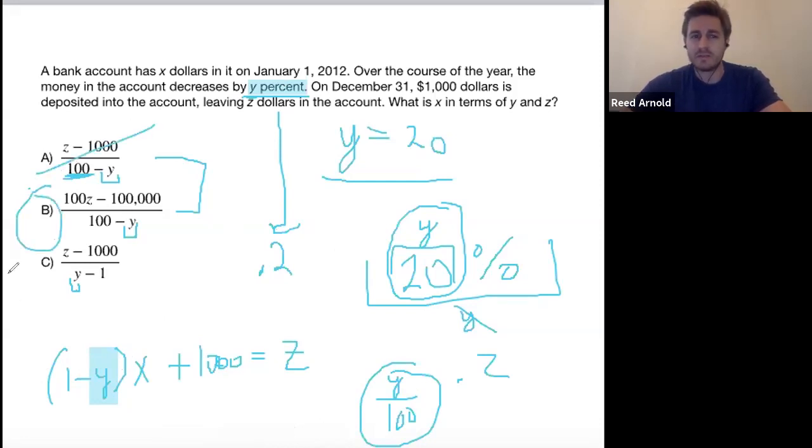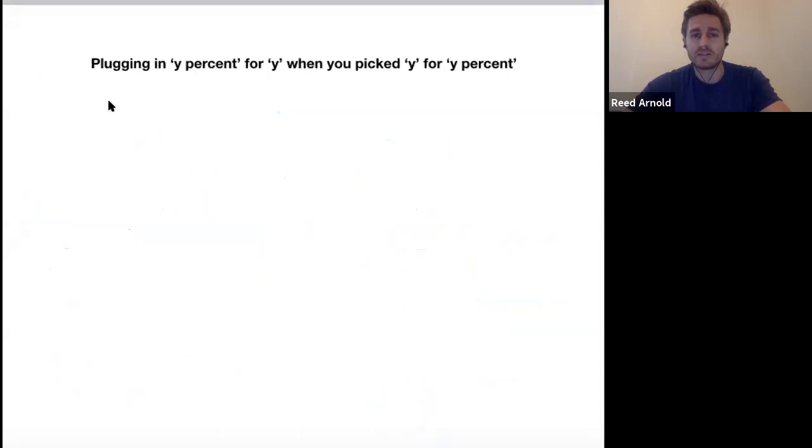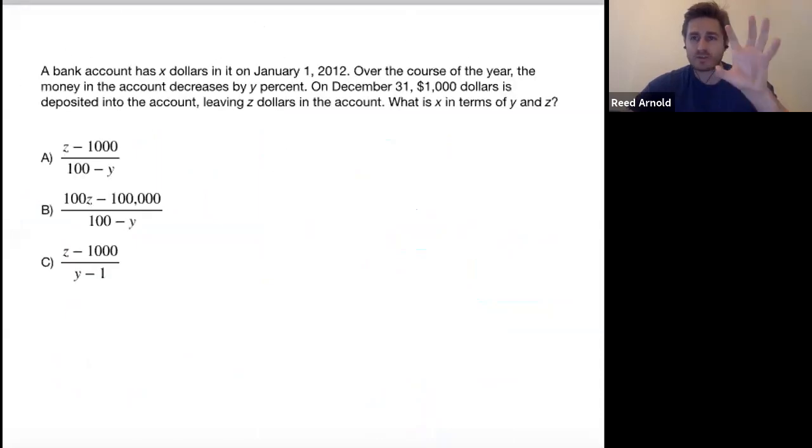The answer here is B. And it all hinges on this variable percent, okay? When you pick a variable percent, you plug in Y% for Y when you picked Y for Y%. I had fun with that label, right? But you pick Y, 20, but then you plug in 20% into the answer choices or into the equation you build. That's not how it works. Okay, keep track of the difference between Y% and Y itself, which you then turn into a percent.